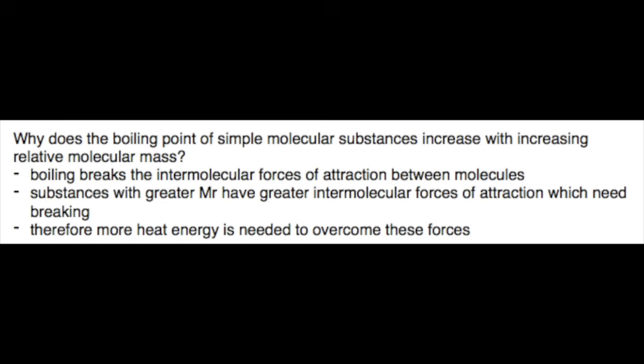So remember, MR is the relative molecular mass, so it's really saying something like, why does ethane, C2H6, have a higher melting point than methane, CH4? That's because substances with a greater MR have greater intermolecular forces of attraction between molecules, and these require a lot more energy to break. And remember, when you're boiling these substances, you're not breaking apart the individual atoms from the molecule, you're simply separating one molecule from another. So you're breaking intermolecular forces.